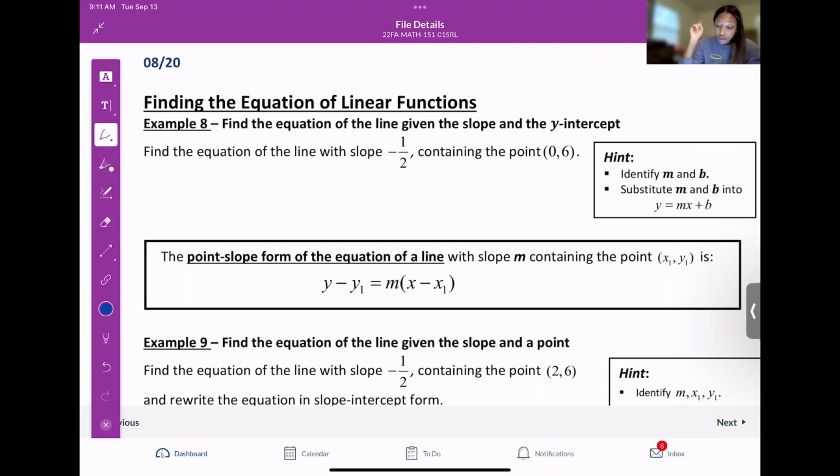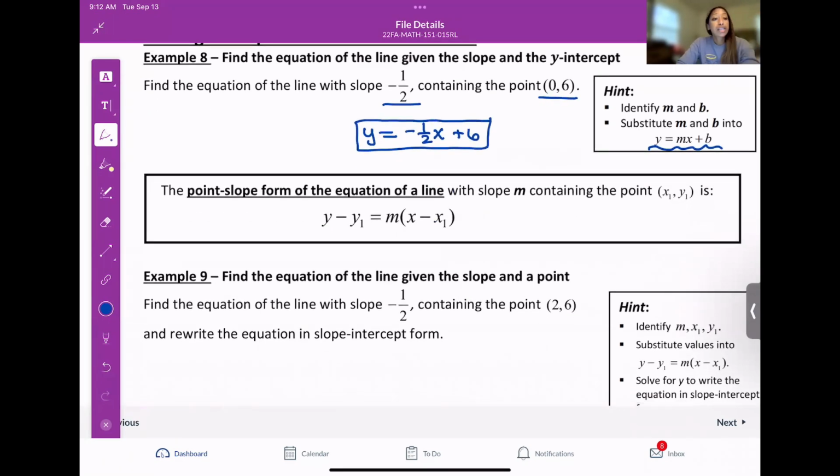All right. But for example 8, find the equation of the line given the slope and y-intercept. If the slope is 1/2 and the y-intercept is 0, 6, that equation would be y equals 1/2 times x plus 6. Again, because that's slope-intercept form, y equals mx plus b.